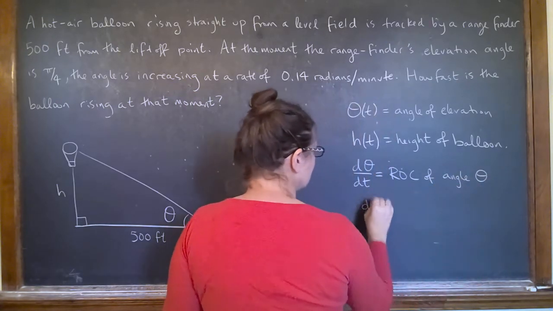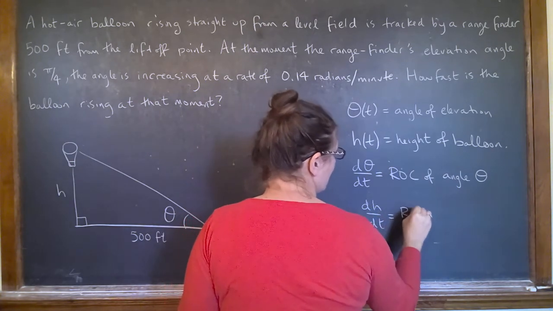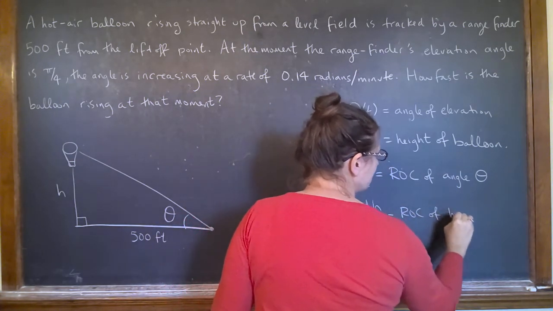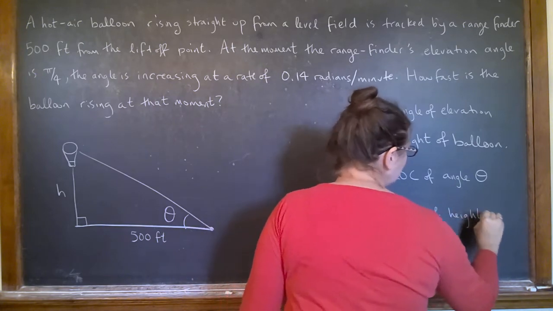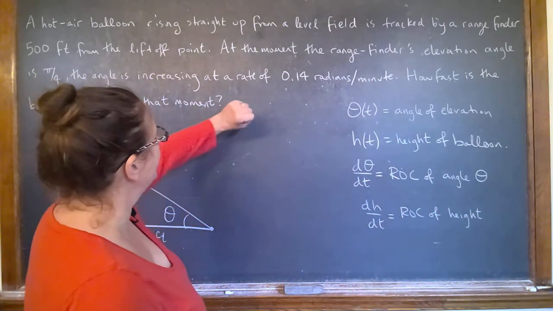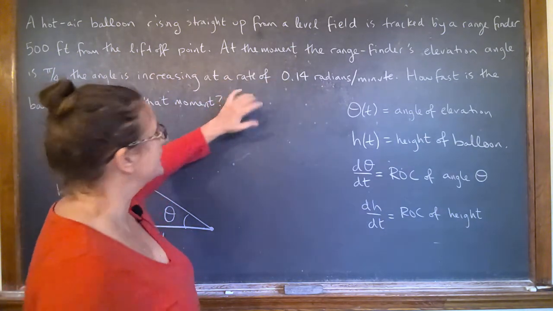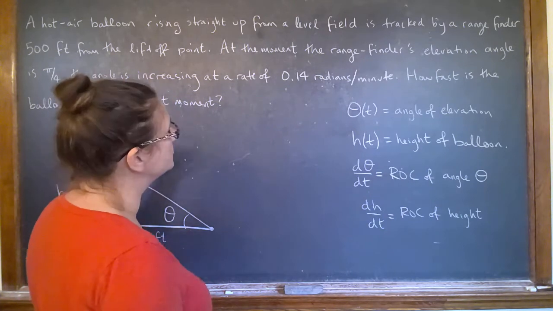And dh dt is going to be the rate of change of the height. So if you look at what they're saying, the rate of change, they are talking about a specific moment in time when they gave you these numbers. There are numbers in the problem too besides the 500.